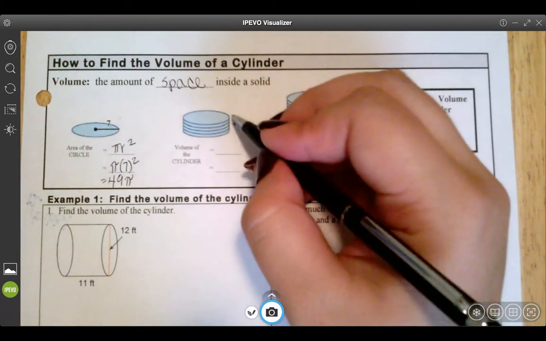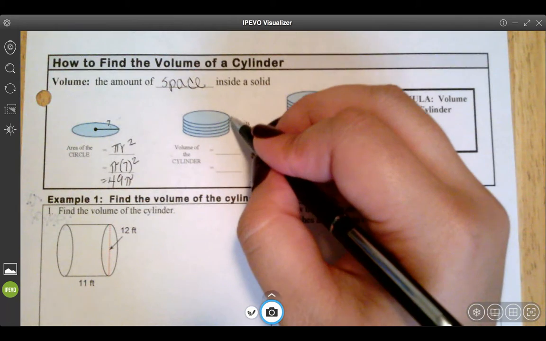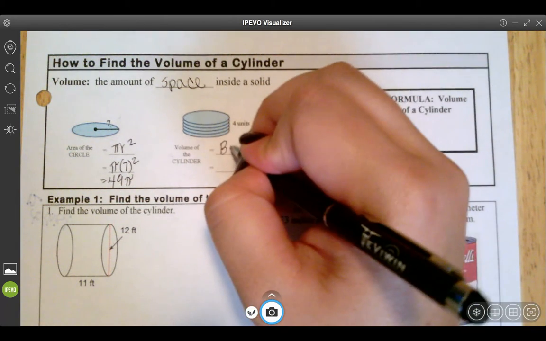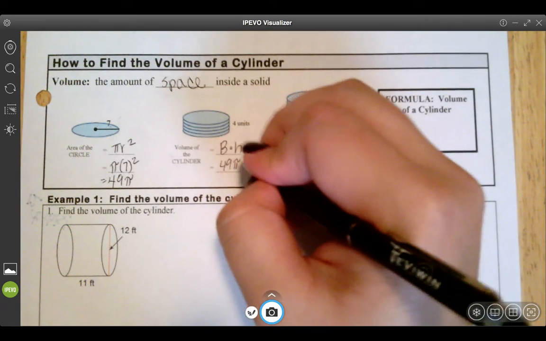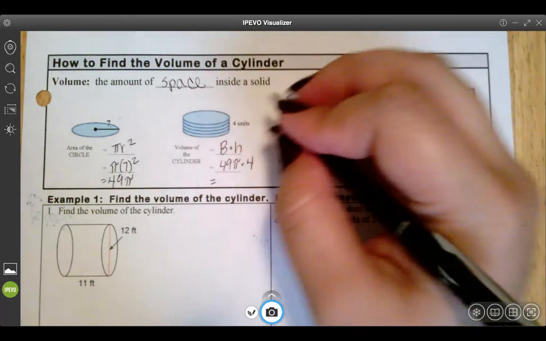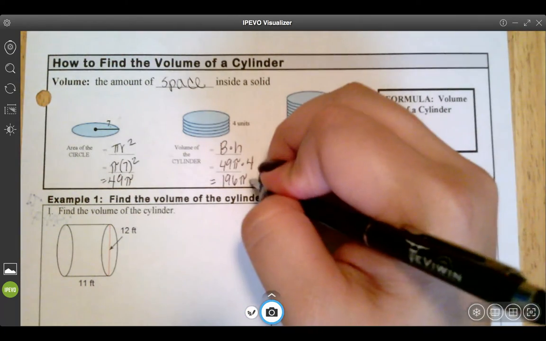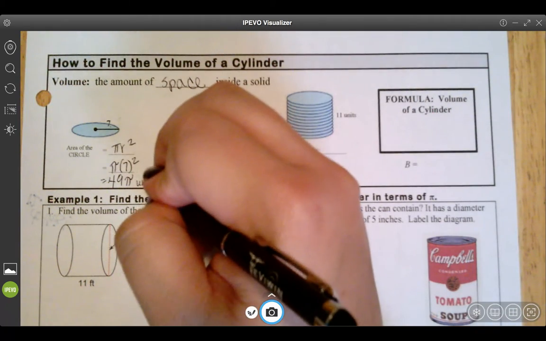Now if I stack those, now I have the same circle, but I have 4 of them. So now I need to multiply that times 4. So the volume of the cylinder, base times height. Our base is 49 pi. Our height here is 4. 49 times 4 gives us 196 pi, and that would be units cubed. Area, remember, is units squared.